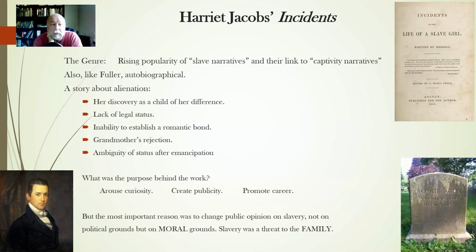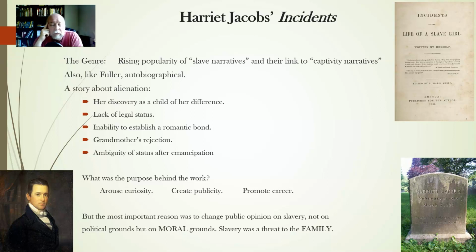Okay, let's just be frank about that. And that's okay. There's nothing wrong with it. Lots of literature is written to influence public opinion. The Grapes of Wrath was written to influence public opinion about the plight of the poor in the Great Depression. So, there's a long history of literature providing social commentary. And in this case, the literary genre, of course, is autobiography, but more specifically slave narratives.